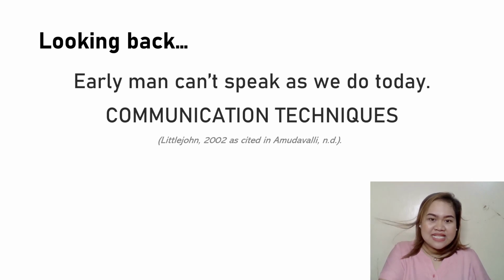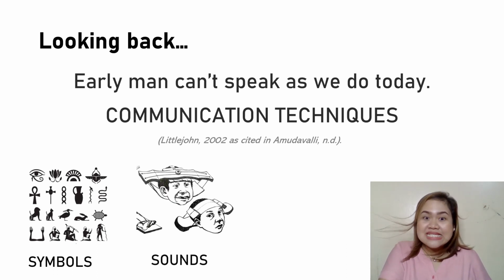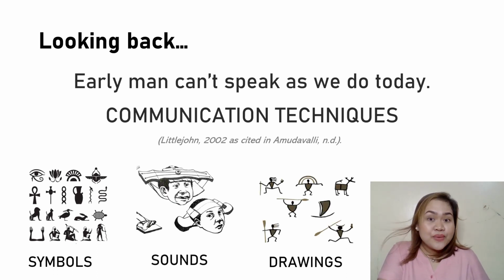Lil John 2002, as cited in Al-Mudzadali, no date, listed ways of how they communicated. They communicated through symbols, through sounds, and through drawings. These three are very important to our ancestors, and I know that you are familiar with these things because you had this in your social science classes.